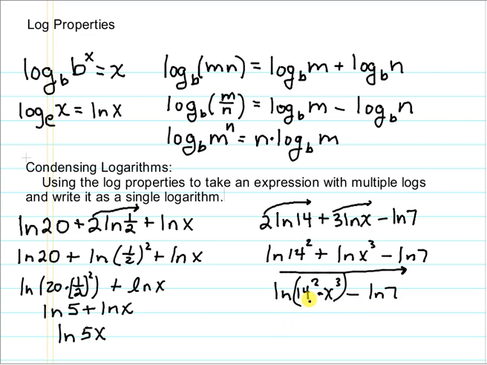Now we have the subtraction, which becomes division. So we have ln. On the top we've got 14 squared x cubed, and on the bottom we have 7. Now remember, 14 squared means 14 times 14 times x cubed over 7. Now I was doing this because I can cancel that 7 here with one of those 14s. So now I have 2 times 14, which is 28. So our final answer here is ln of 28 x cubed over 7, which was 1. So this is our final answer right here.